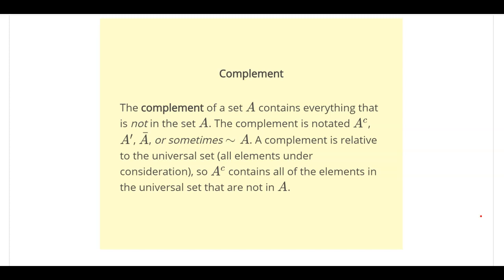You can represent the complement in a couple of ways. You can say A complement, which is A with a C on the top, or A with a hyphen, or you can denote it with A and a bar on the top. Some textbooks also write it as not A. It depends on which textbook you use, but all of these represent the complement of a set. So let's work some examples so you can understand this better.